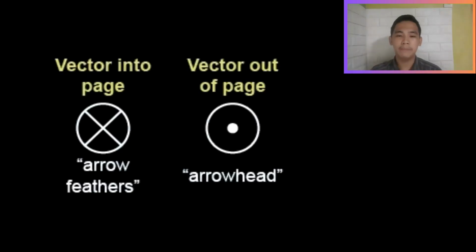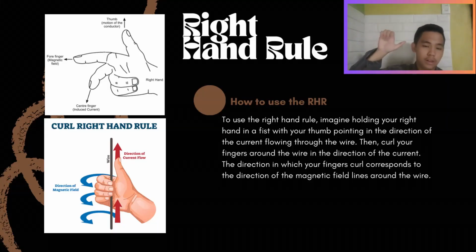Sometimes we see symbols that illustrate the direction of the magnetic field, sketched as into the page and out of the page. How do we know when it is going into or out of the page? Into the page, we use the symbol X, and for out of the page, we use a dot. A dot means out of the page, X means into the page. That's it.